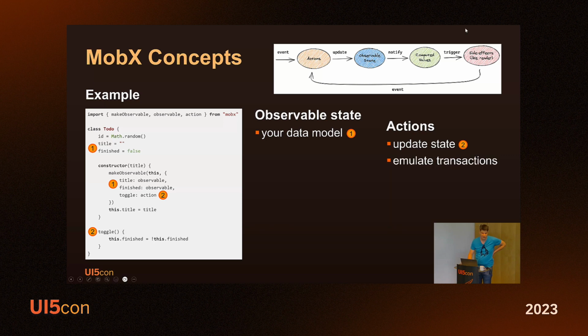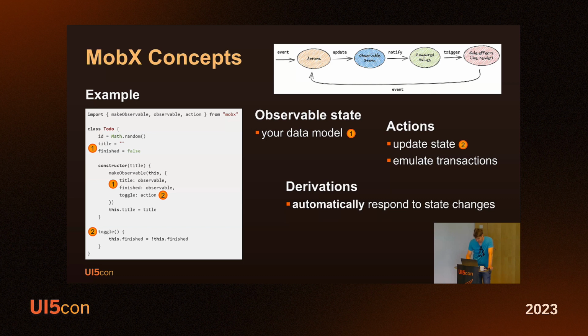They can emulate transactions. Since any update of the state is done atomically, whenever you want to change multiple properties, you can wrap an action around it. It's actually just the function call action, and then you wrap all your changes in it. So it behaves like a transaction and does all the updates in one go.